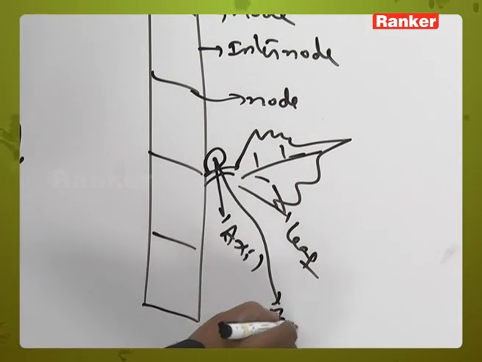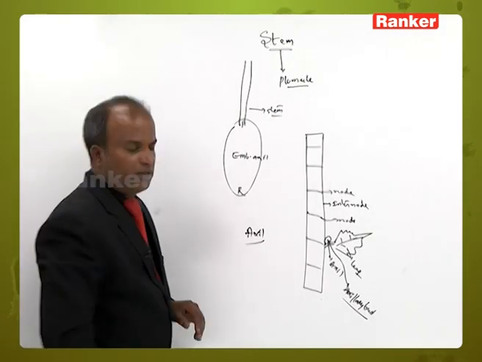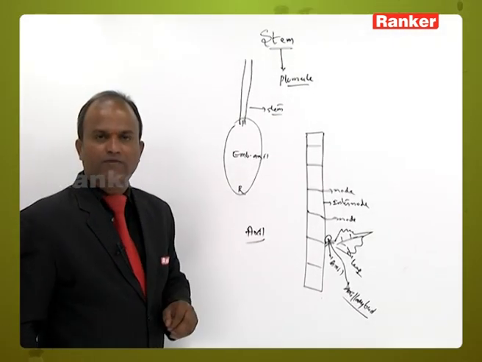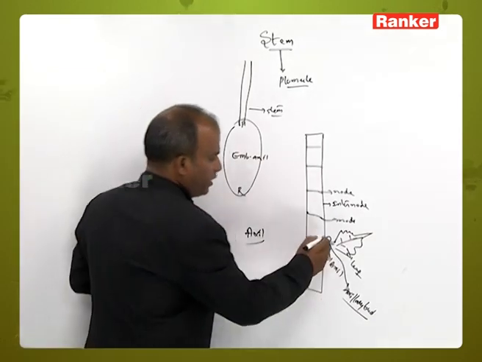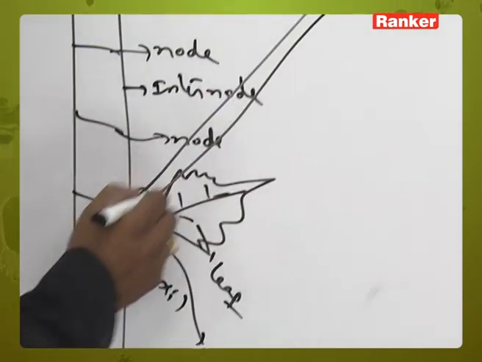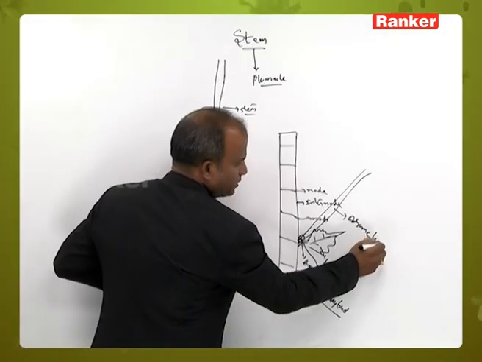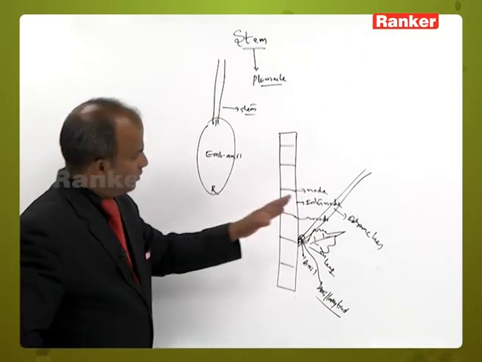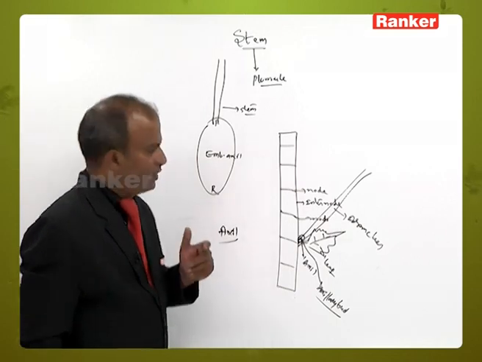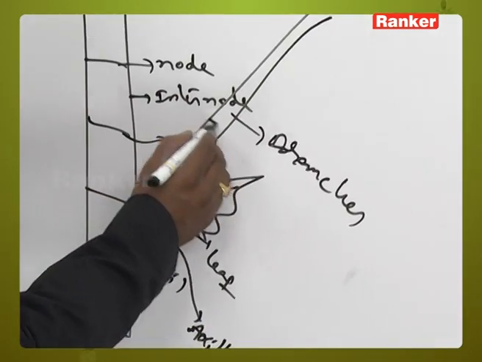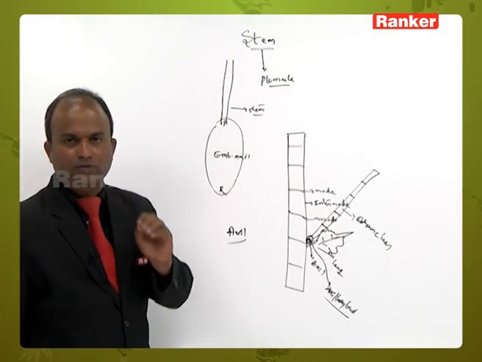This axillary bud gives rise to branches. Now see here, are the branches also differentiated into nodes and internodes? Yes, the branches are also differentiated into nodes and internodes.